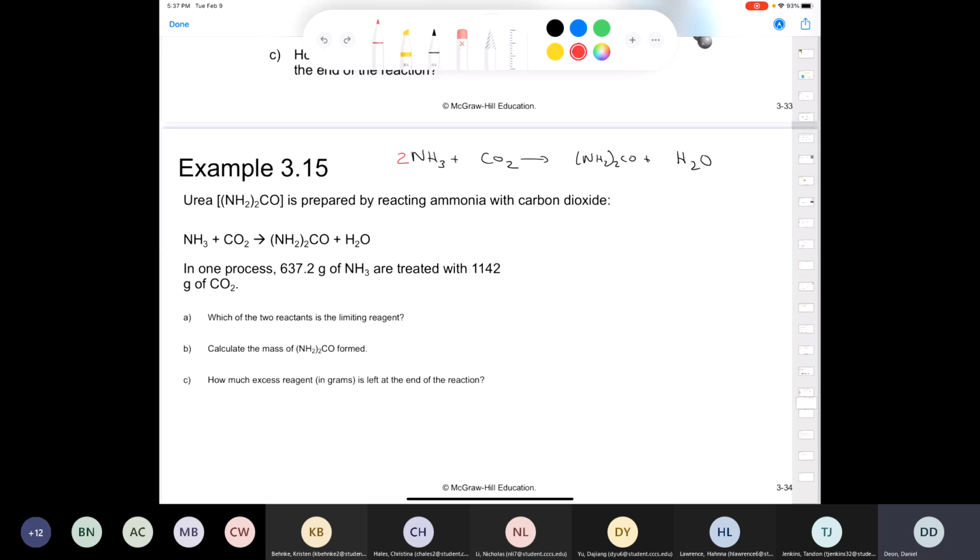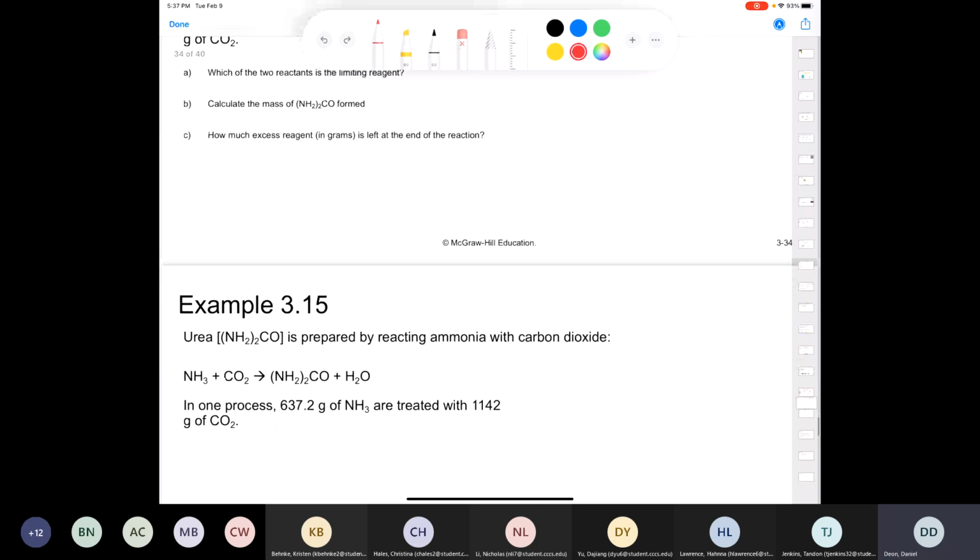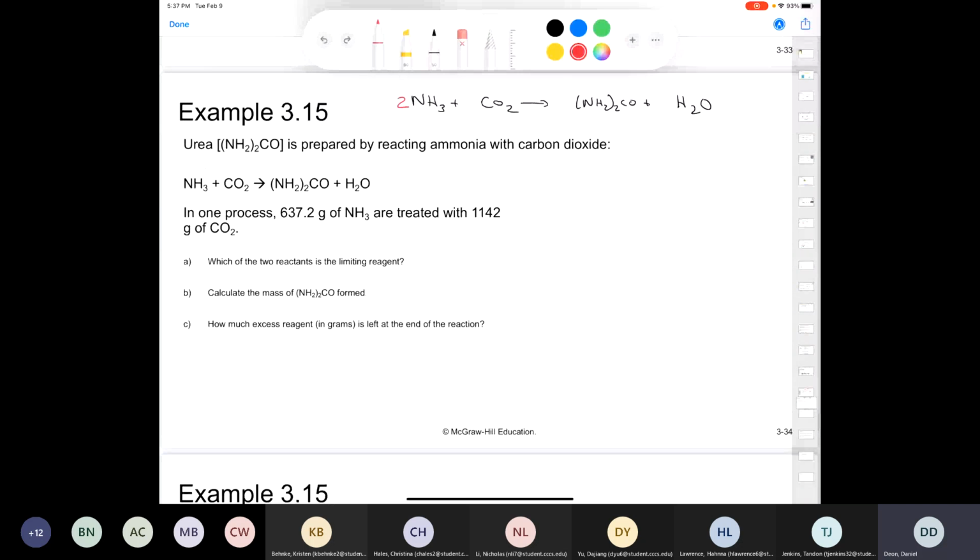Okay, so let's do some of the math here, and here's our strategy. We're starting out with 637.2 grams of ammonia, and we have 1,142 grams of carbon dioxide. You're going to need a pencil and scratch paper to solve a problem like this on your exam. Why? Because you actually have to run 2 complete sets of equations to figure out which one is the limiting reactant. Let me show you what I mean.